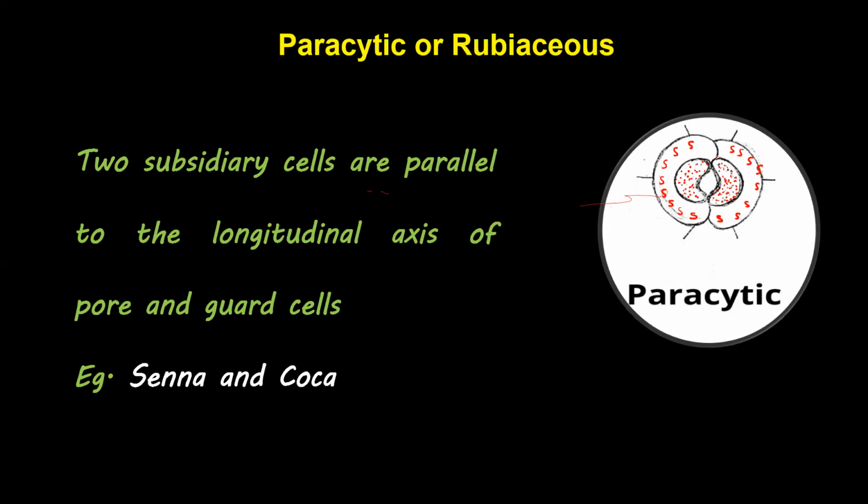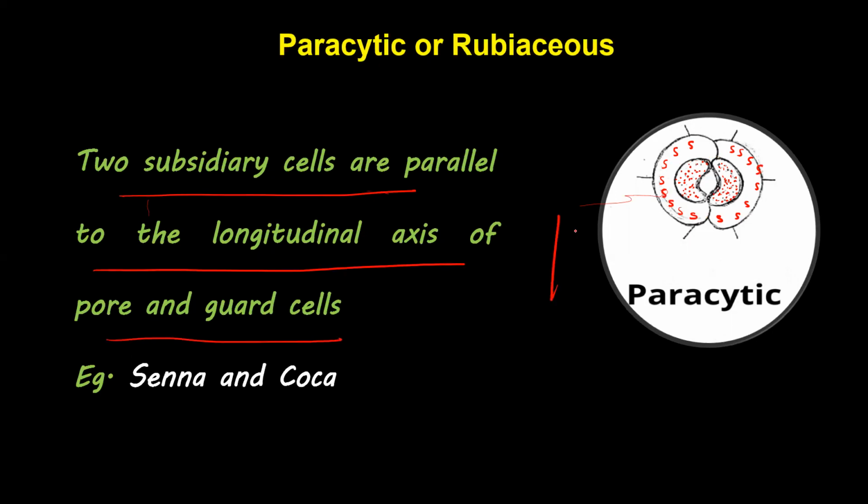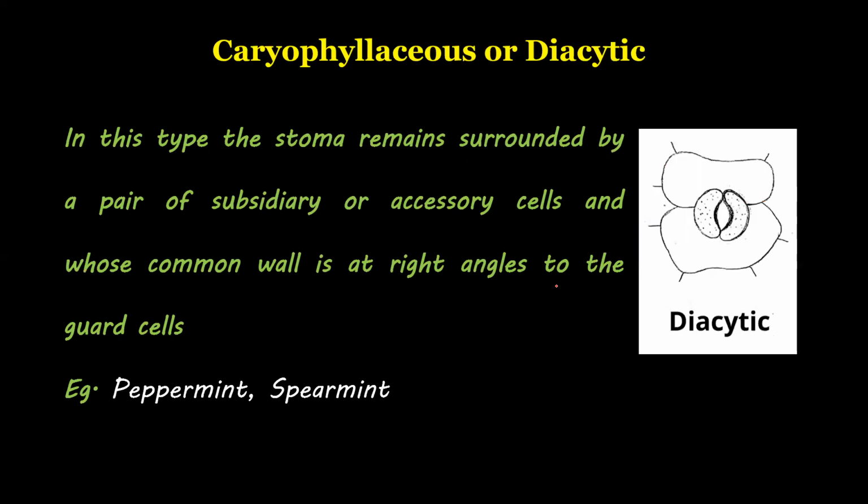Okay, the arrangement is parallel. Now see what's written here. 2 subsidiary cells are parallel to the longitudinal axis of the pore and guard cells. They remain parallelly arranged like this. Okay, it is found in Senna and Coca.